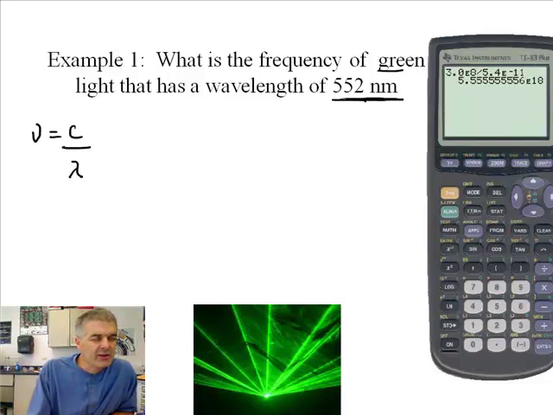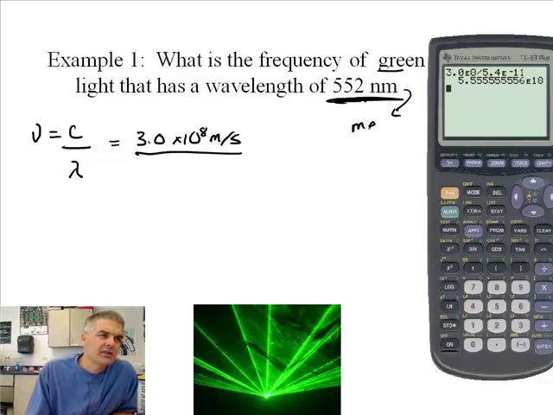Okay, but we have a problem here, and that is the nanometers. A nanometer is a billionth of a meter. So that's going to be equal to 3.0 times 10 to the 8th meters per second, that's just the speed of light, divided by this number. But I can't just use 552. I have to convert this to meters. How do I do that? Well, a nanometer is a billionth of a meter.